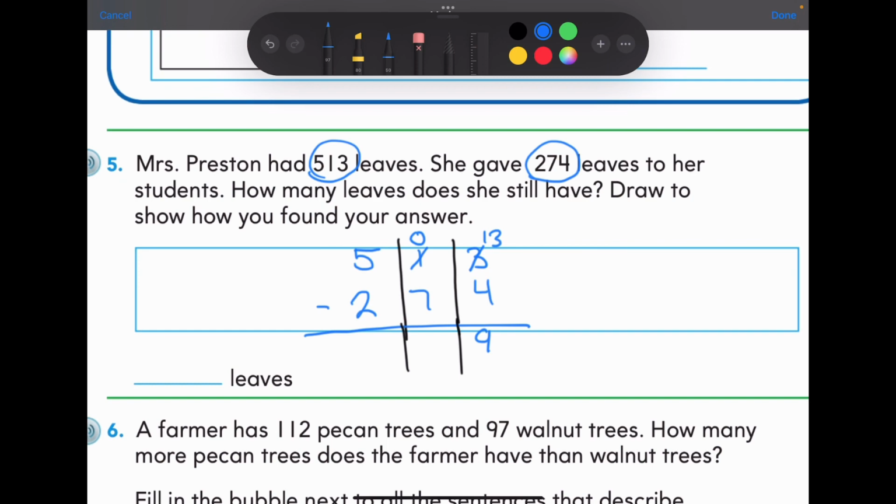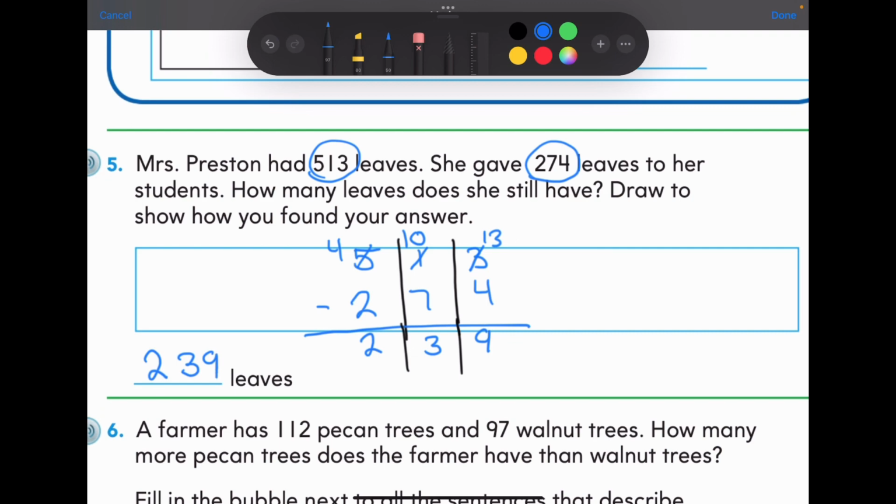Now, in the tens place, 0 minus 7, we can't do that at all. We can't have a bigger number on the floor. So we have to go next door and take 10 more. So 5 becomes a 4. And that 0 becomes a 10 now, because it gained a whole 10. So 10 minus 7 is 3. 4 minus 2 is 2. So your answer is going to be 239.